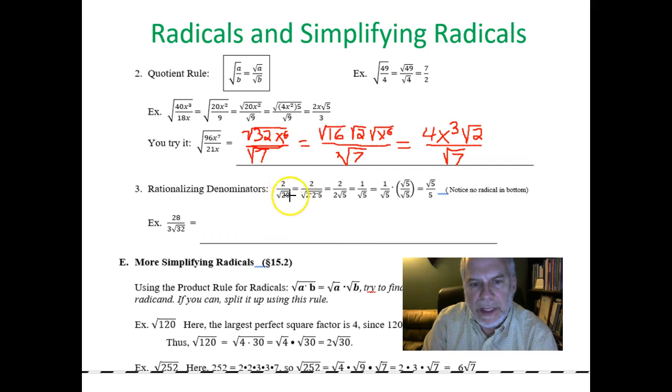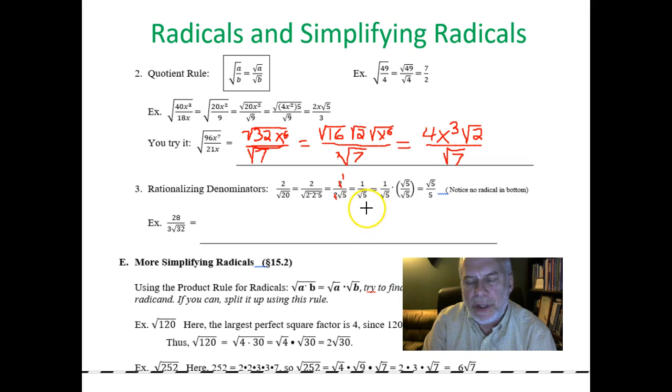So in this next example, I have 2 over square root of 20. I can split square root of 20 up into square root of 4 and square root of 5, because 2 times 2 is 4. I can take the square root of 4, and that gives me just 2. And so I end up with 2 over 2 times the square root of 5. Because I broke square root of 20 up into square root of 4, which is 2, and square root of 5. Now the 2's cancel, and so I end up with 1 over the square root of 5.